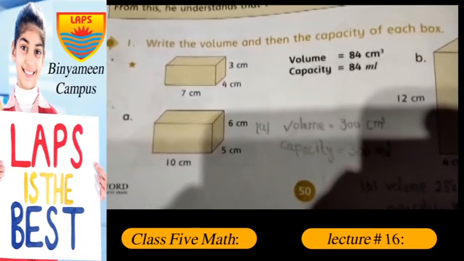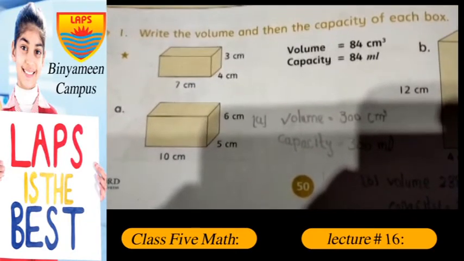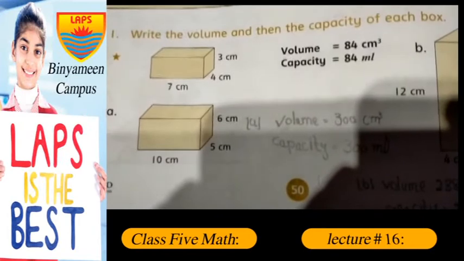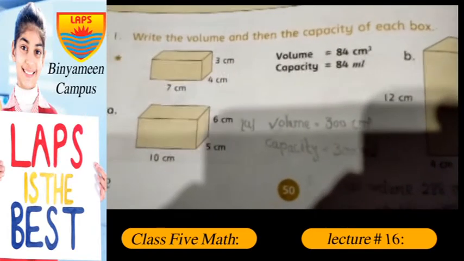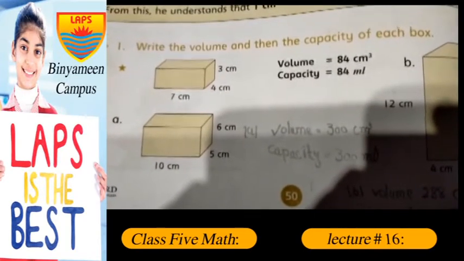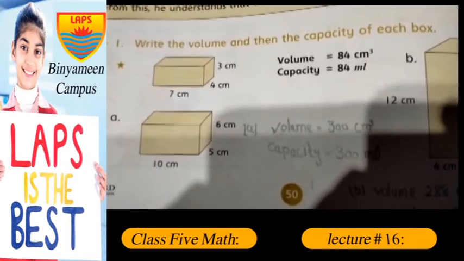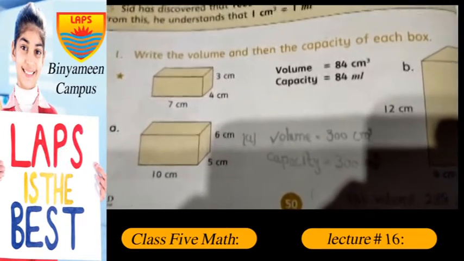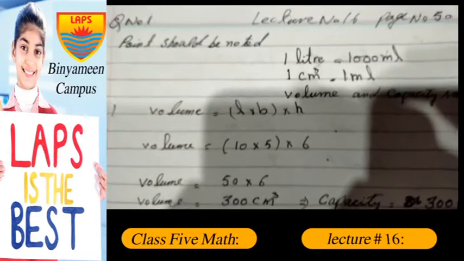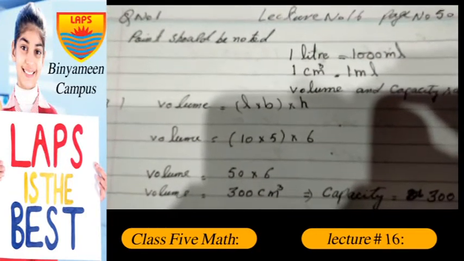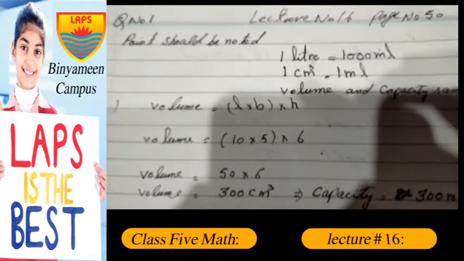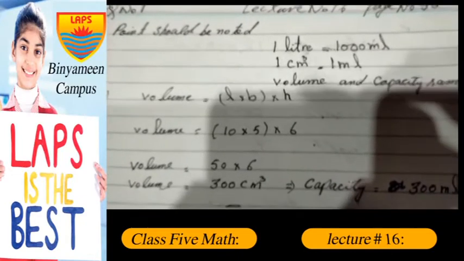Today I deliver a lecture from page number 50. Question number 1. Write the volume and then the capacity of each box. Part A. Length 10 centimeter, breadth 5 centimeter and height 6 centimeter. Point should be noted. 1 liter is equal to 1000 milliliter and 1 centimeter cube is equal to 1 milliliter.